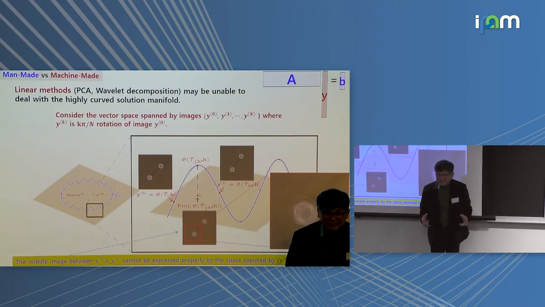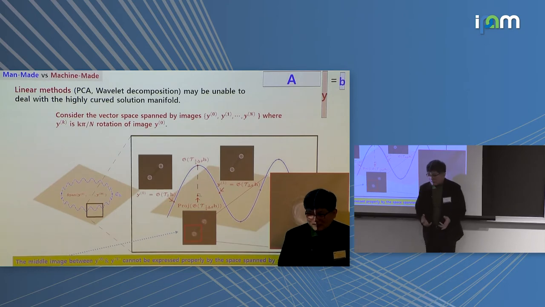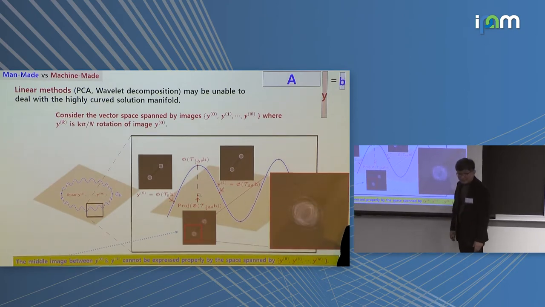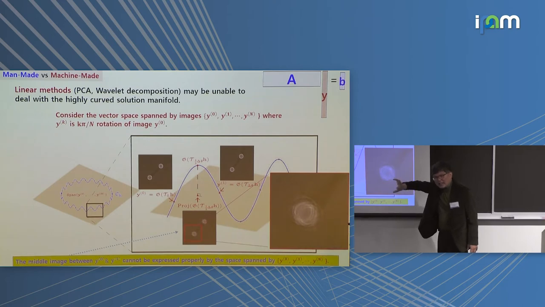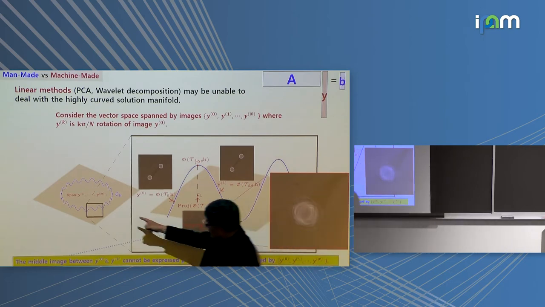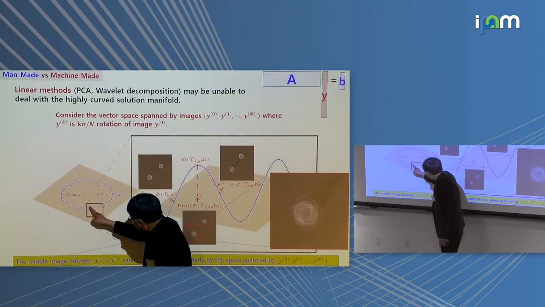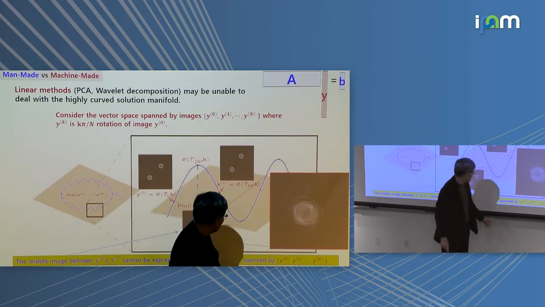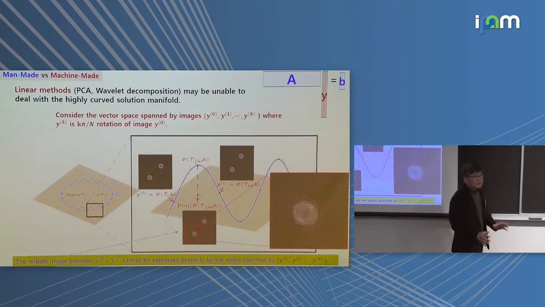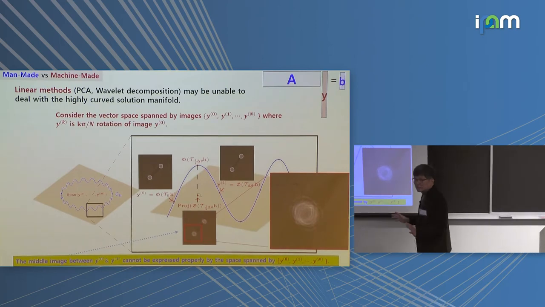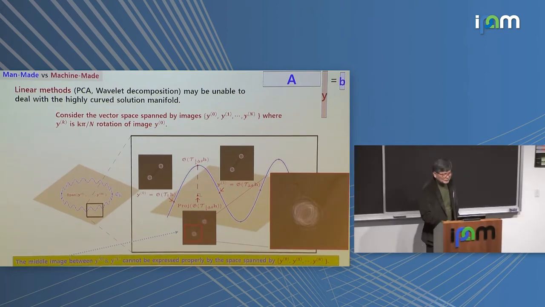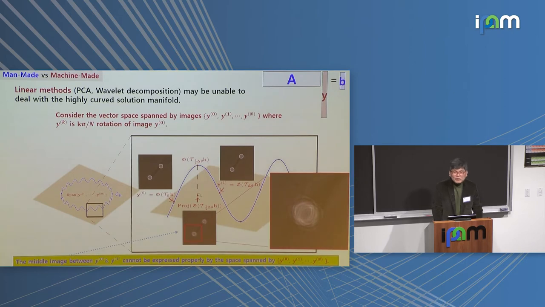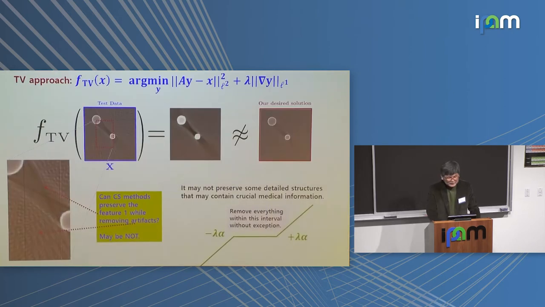Because this is natural, yeah? There are no signals of that type there. That's the reason why it is corrupted, yeah? And that means that if the image is rotating, the manifold is highly curved in some sense, yeah? Here is the vector space spanned by these points, and when you look at this image and project onto it, it is corrupted like this every time. So the linear method does not work. Because this problem is a linear problem, but it is not linear. It is highly nonlinear. So that's the reason why it is corrupted. So PCA and wavelet decomposition may not work in these cases.